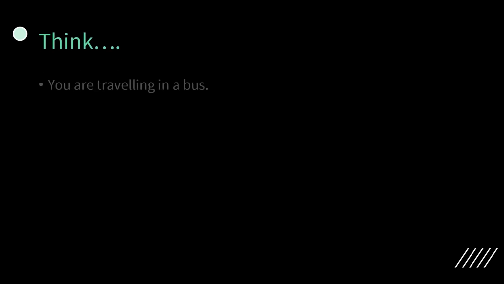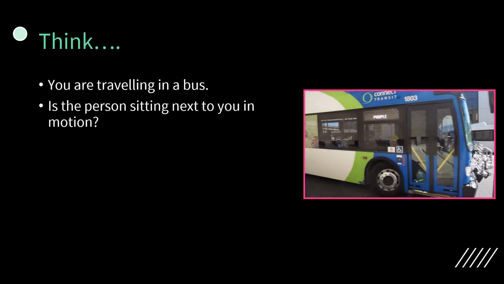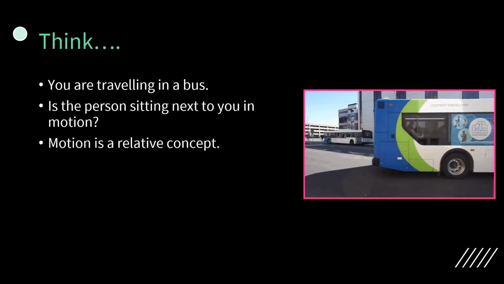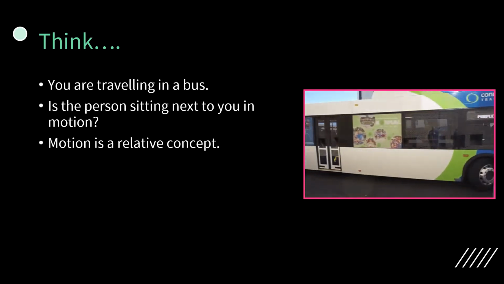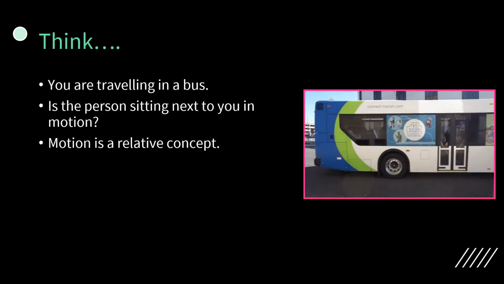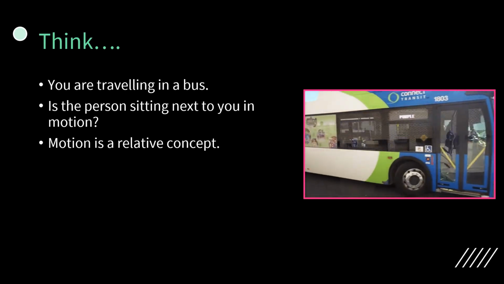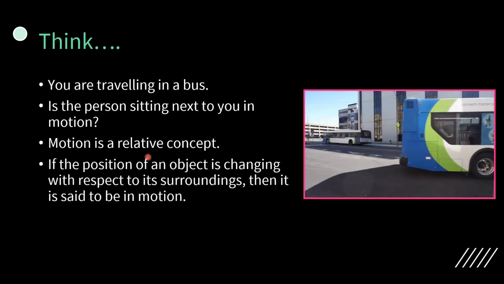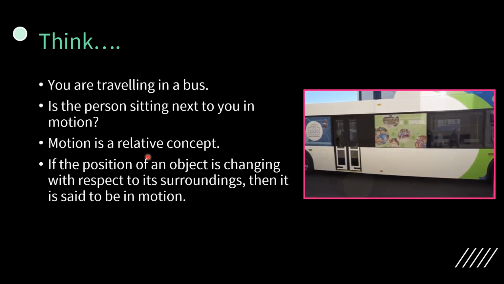Think about this. You are traveling in a bus and there is a person sitting next to you. So how do you see, is the person sitting next to you in motion? No, you will see him or her at rest. Instead, you will see the things and people outside the bus are moving. So from this, we can understand that motion is a relative concept, that is, depending on where you are says whether an object is moving or not.